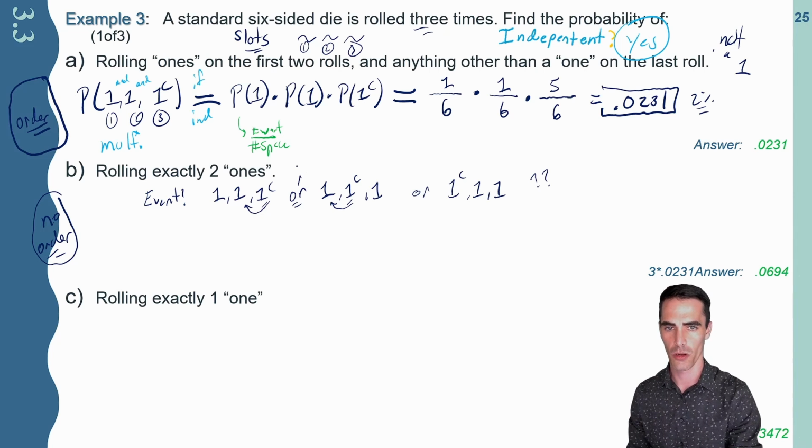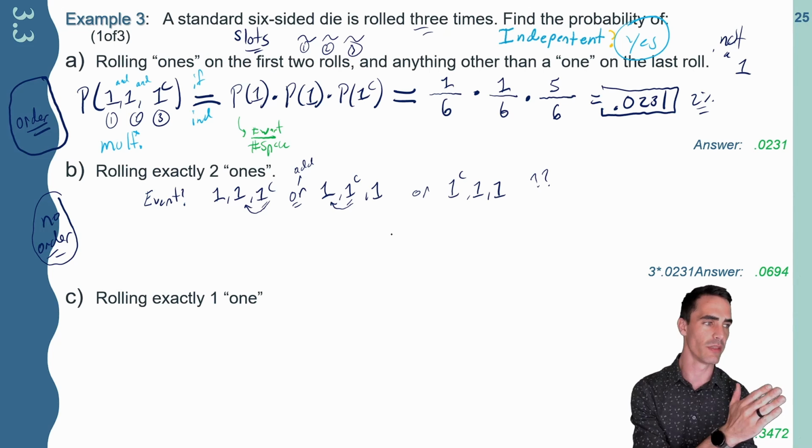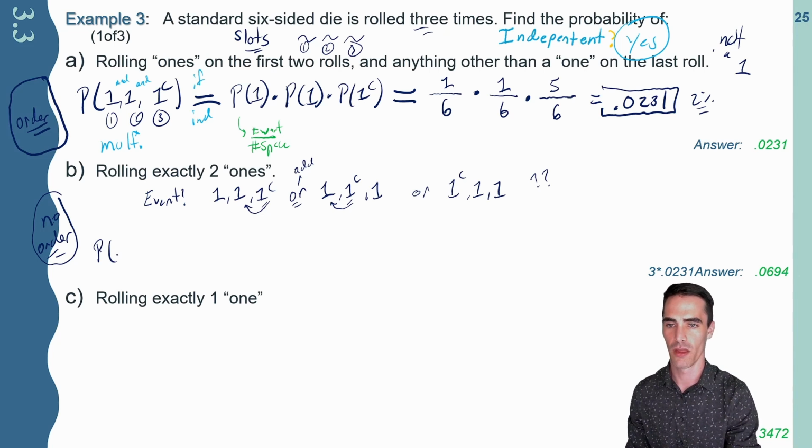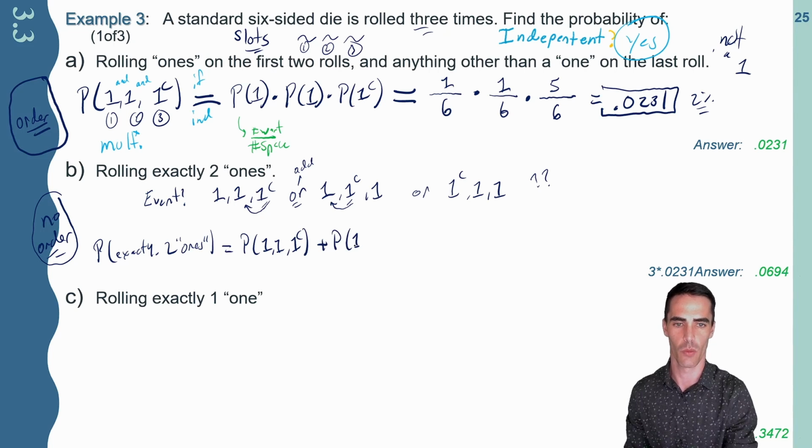Notice I use the word or. Whenever you read that, you should be thinking, I know what to do. I'm going to add up all of these probabilities together. So let me write it like this. The probability that we roll exactly 2 ones is equal to the probability that we get 1, 1, and not a 1, plus the probability that I get a 1, not a 1, and 1, plus the probability that I get not a 1, 1, 1.